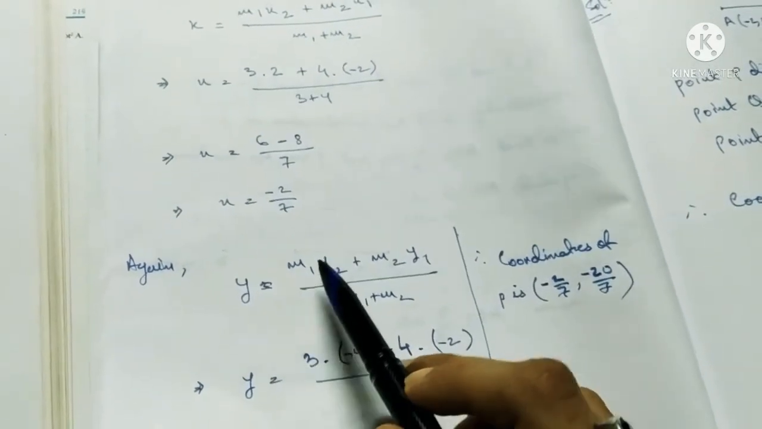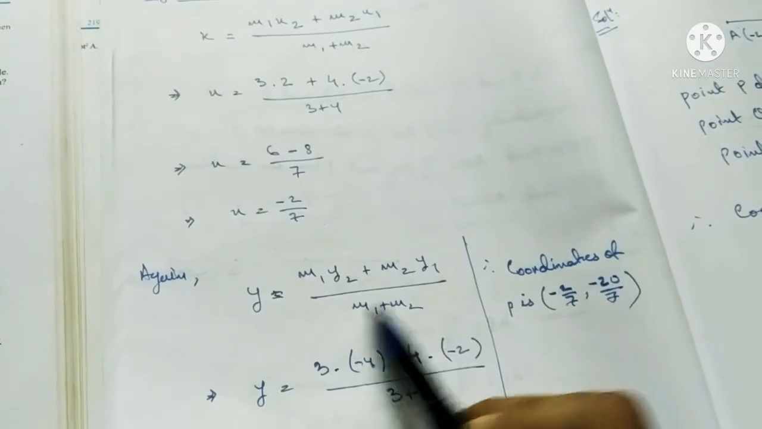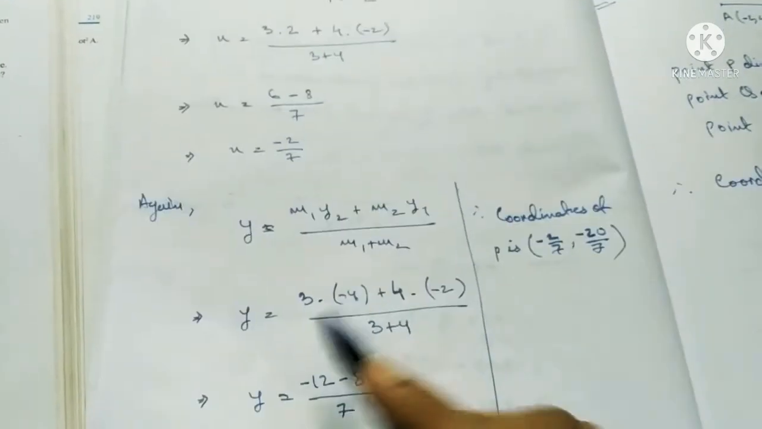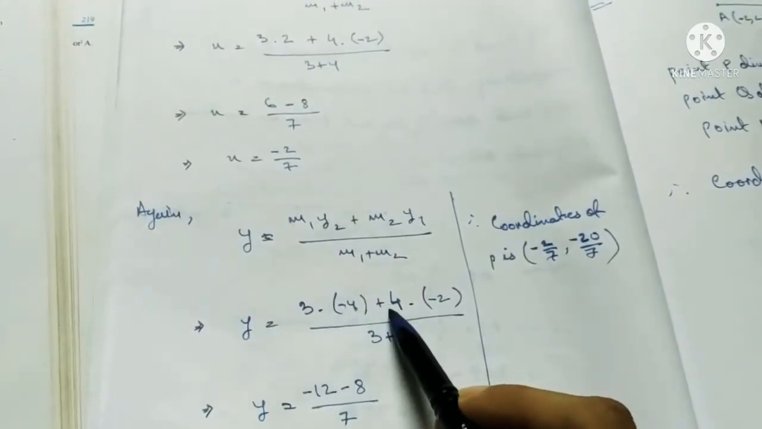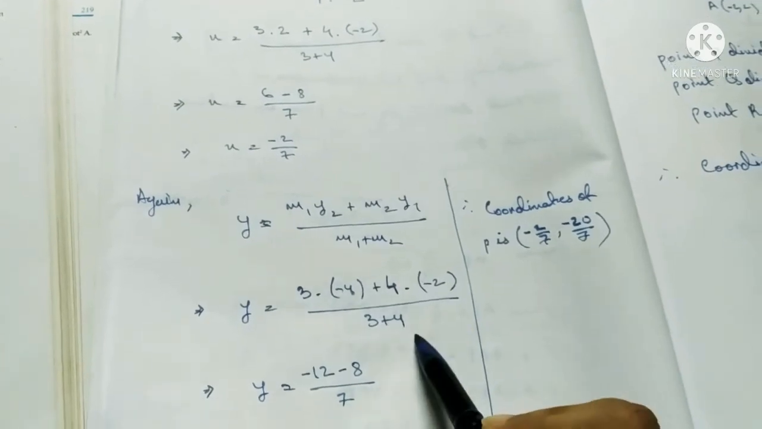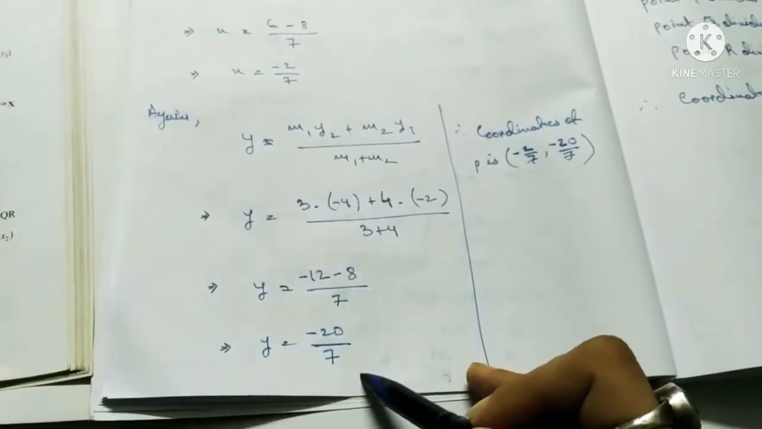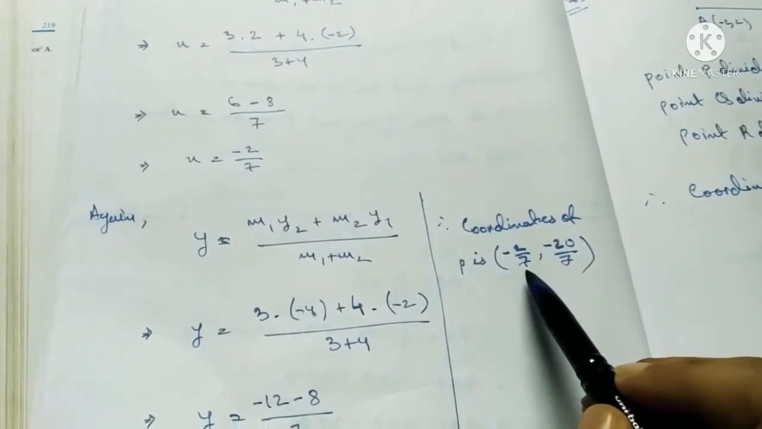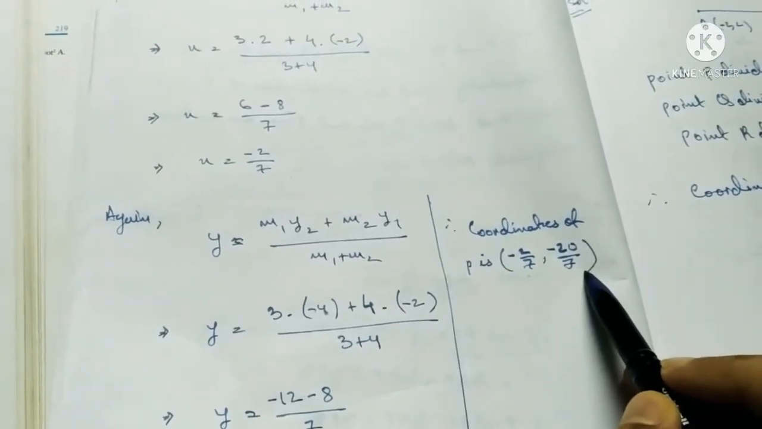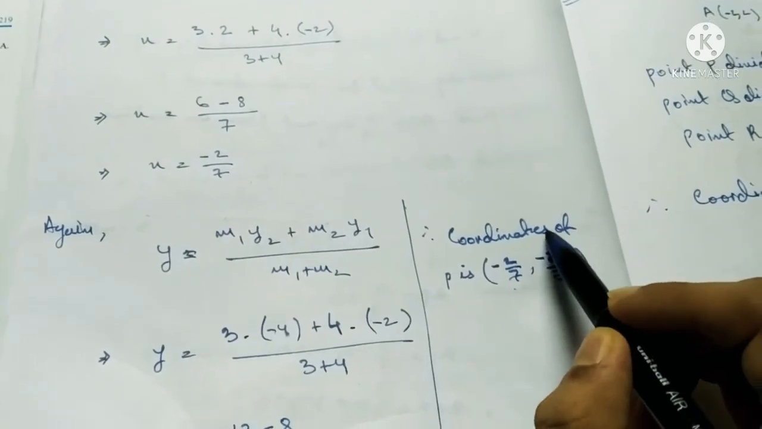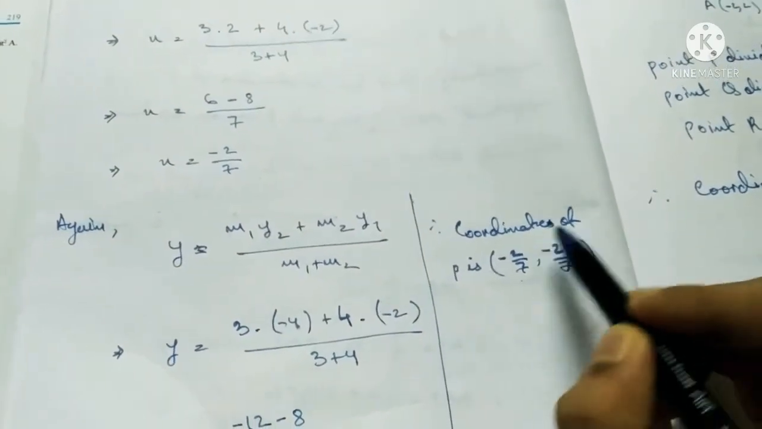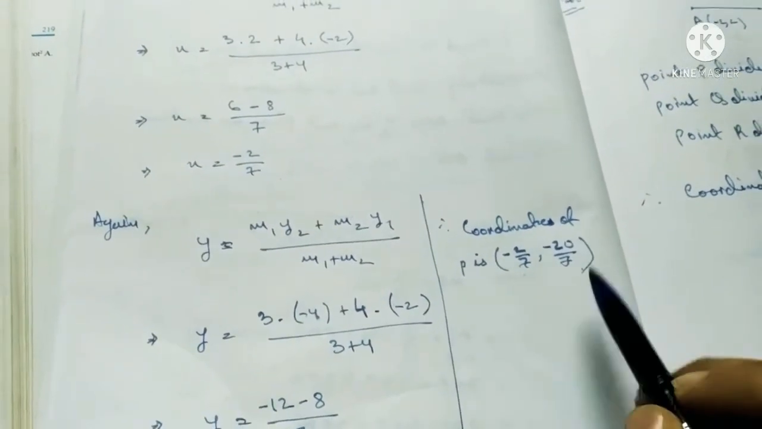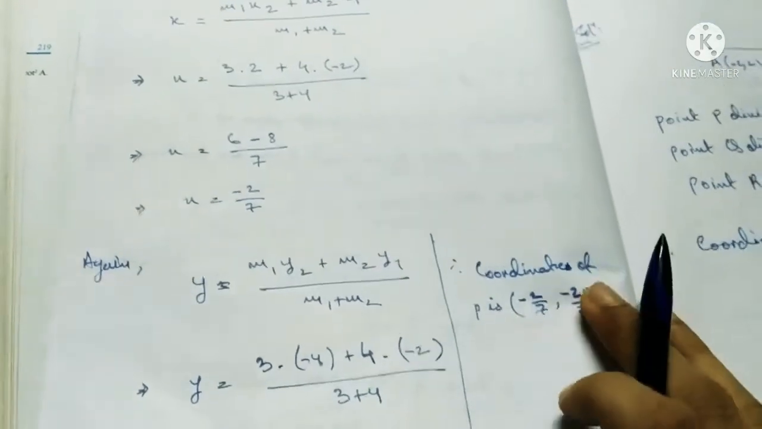Again y is equals to m1 y2 plus m2 y1 by m1 plus m2. Y is equals to 3 into minus 4 plus 4 into minus 2 by 3 plus 4. This one I will solve. Y is equals to this I got. So the coordinates of point P is this and this. Coordinates, not coordinate. Okay, coordinate of point P is this one. Finished. Again nothing there.